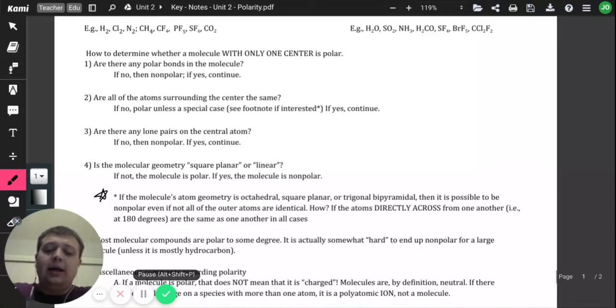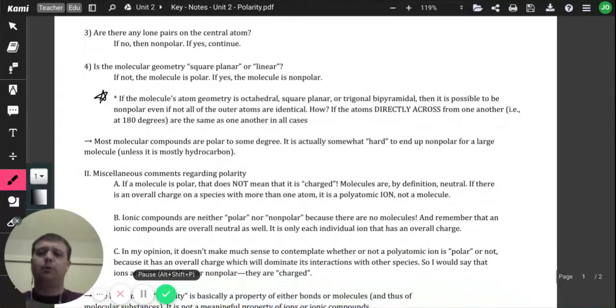And so, is there a lone pair on the central atom? If no, it has to be nonpolar, right? Because that means all of the same atom are on the outside, and everything on the outside has the same charge, right? If yes, we continue on. It asks, is the molecular geometry square planar or linear? If not, it's polar. If it is, then it's nonpolar. All right. So that's just kind of a flow chart to help you recognize if something is polar or nonpolar.